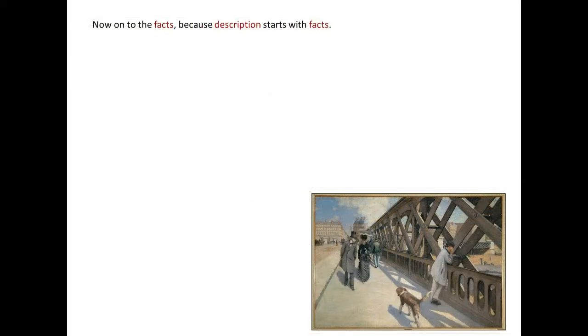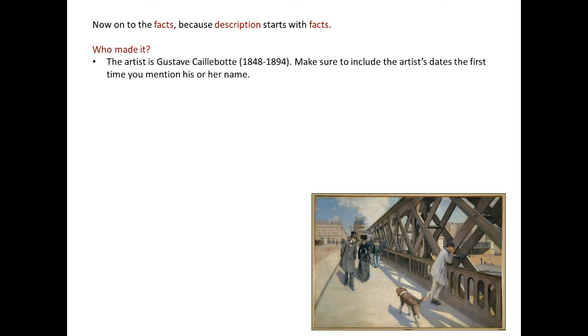Now on to the facts, because description starts with facts. Who made it? The artist is Gustave Caillebot, 1848 to 1894. Make sure to include the artist's dates the first time you mention his or her name. When was it made? In 1876.